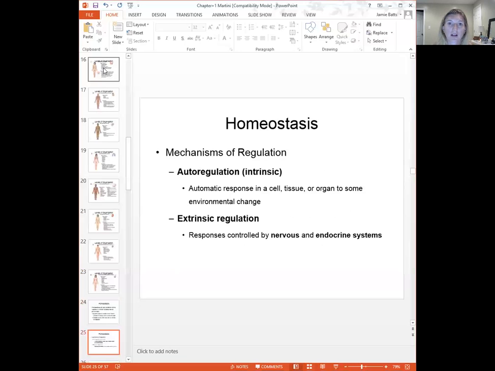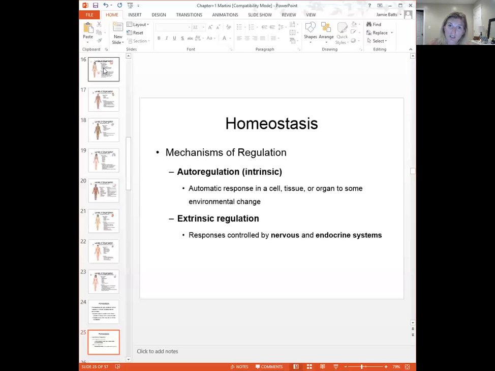So there are methods of auto-regulating or regulating in general. One of those is auto-regulation. This is something that's going to automatically happen in your body. You don't have to think about it, or the cells don't have to be told to do it. They just automatically do it. Cells, when they're exposed to a hypotonic solution, don't need an endocrine hormone to tell them to take in water or let water out of them. They just automatically do it. That's auto-regulation. That's all done intrinsically within individual cells.